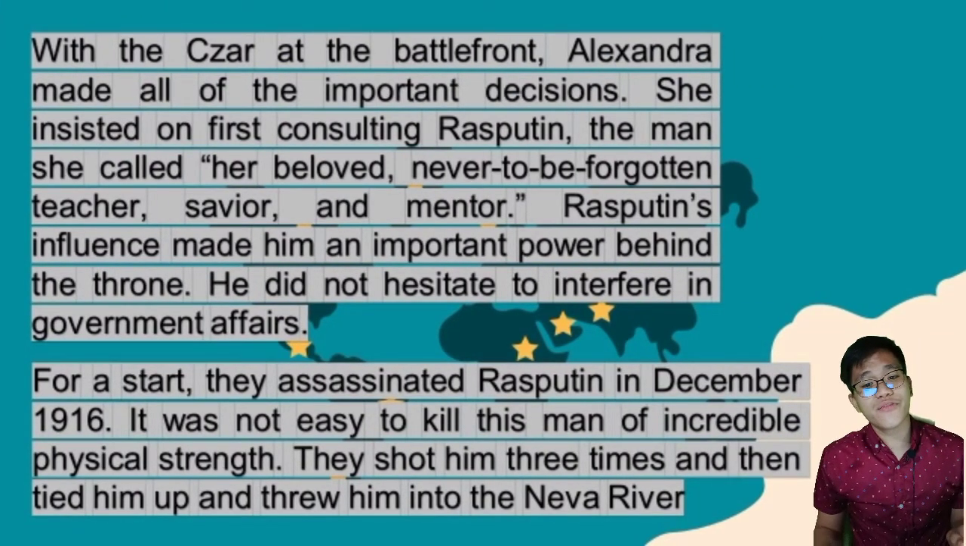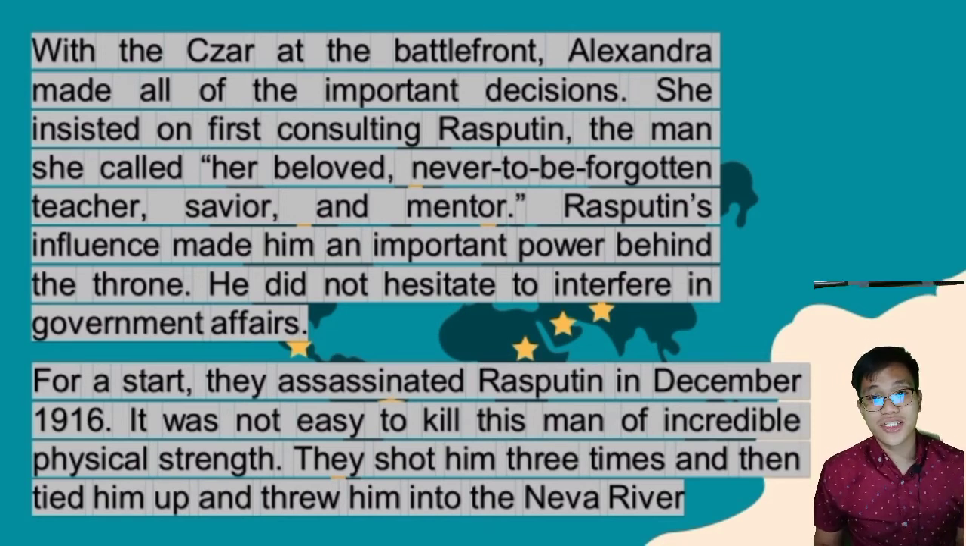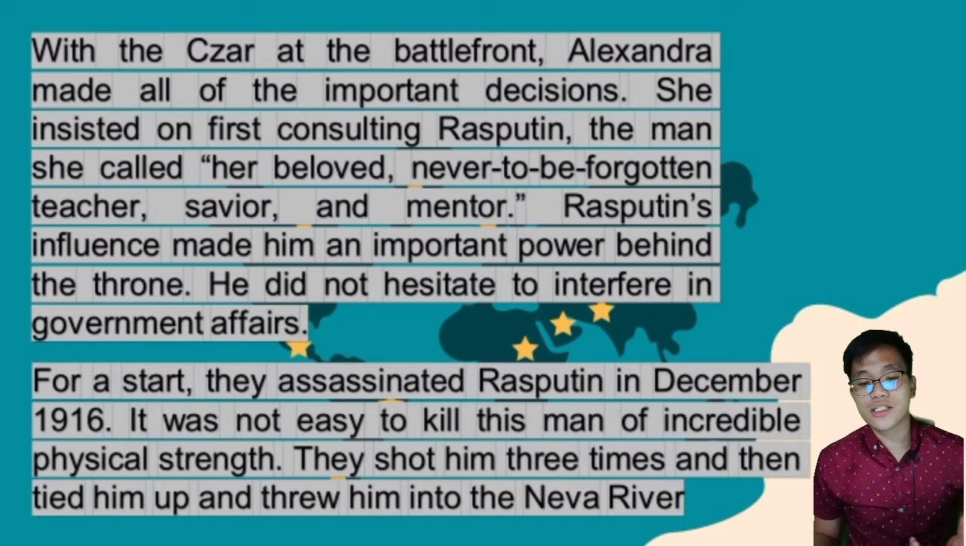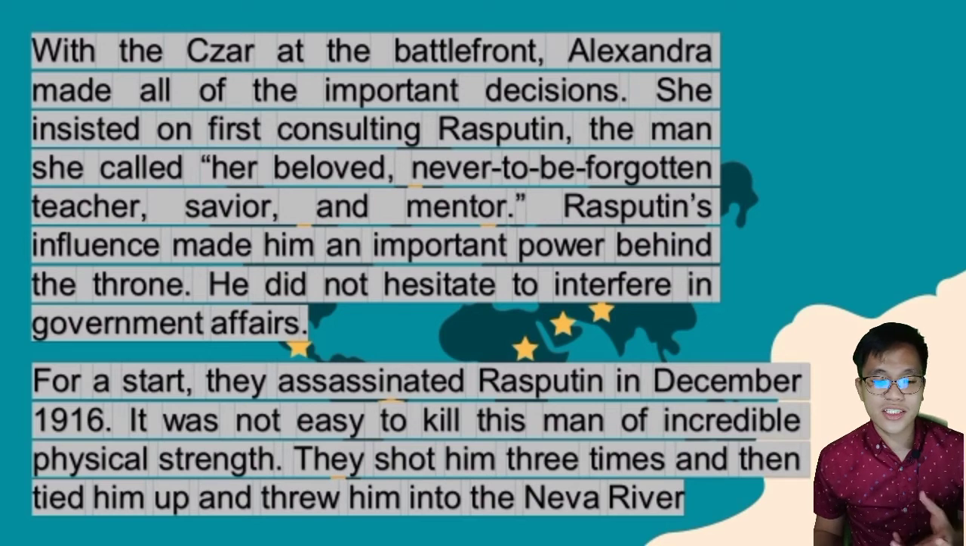With the Tsar at the battlefront, Alexandra made all the important decisions. She insisted on first consulting Rasputin, the man she called her beloved, never to be forgotten, teacher, savior, and mentor. Rasputin's influence made him an important power behind the throne. He did not hesitate to interfere in government affairs.